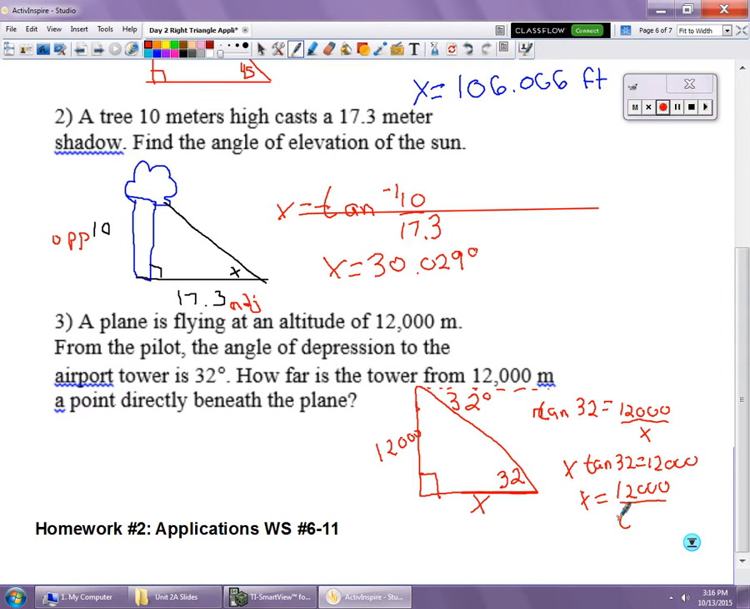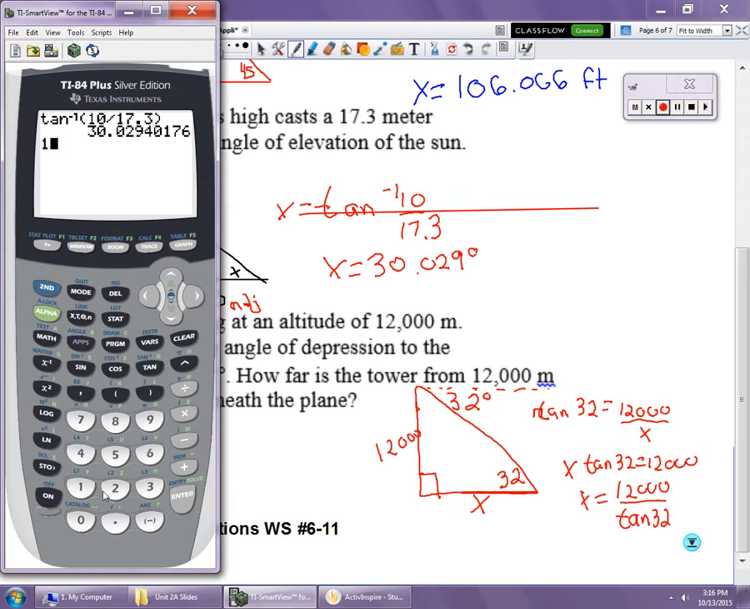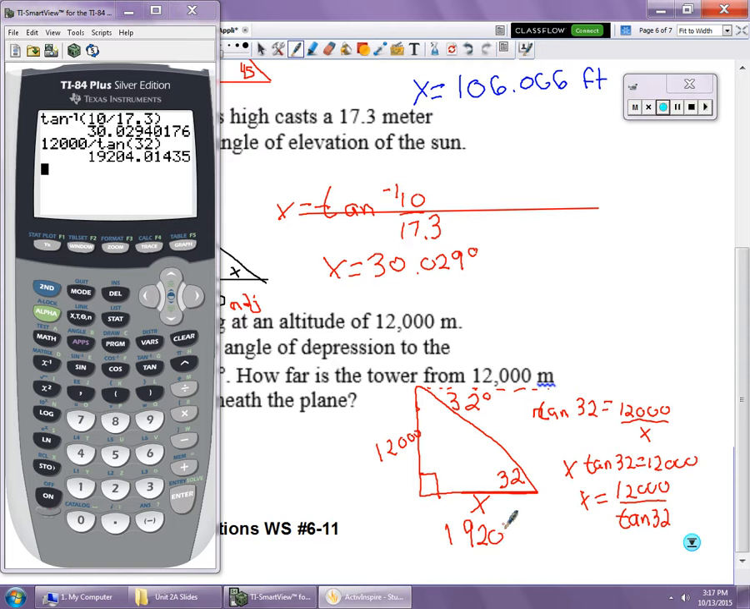Notice that the solving on this one is different than the problems we did earlier, with the x in the denominator here. So 12,000 divided by tangent 32. And again, we're solving for a side, so we're not using inverse tangent. And that gives you the fact that the distance from the base of the tower to the spot beneath the plane is 19,204.014 meters.